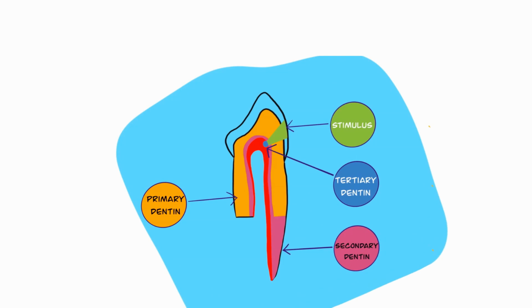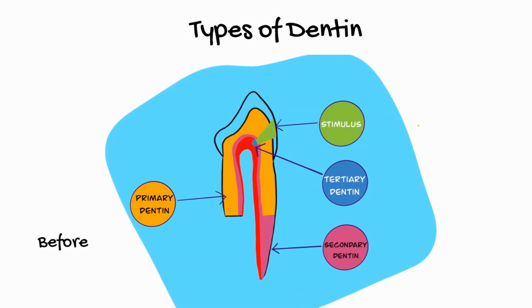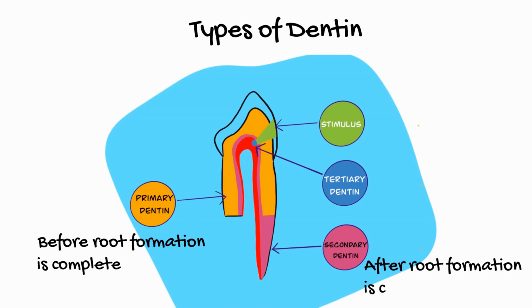Now, based on the time of its production, dentin can be of three types. Any dentin that is produced before the root formation is complete in a tooth is your primary dentin. Similarly, any dentin that is produced after the root formation is completed is your secondary dentin, and the tertiary I have already mentioned. This is exclusively based on the time of its production. It can be any kind of dentin, but where are these odontoblasts coming from?